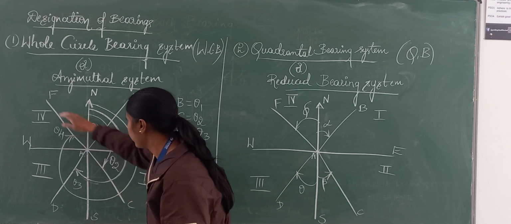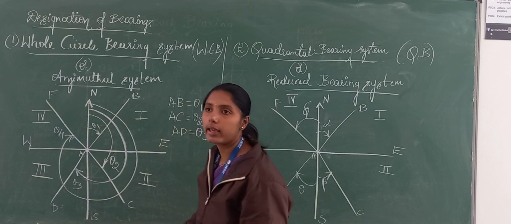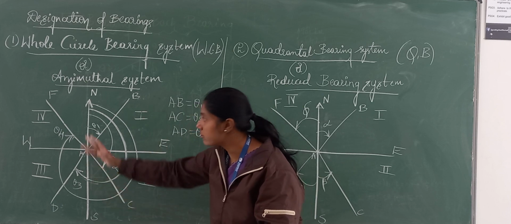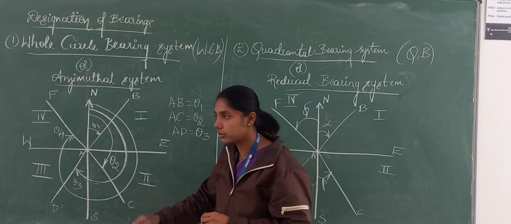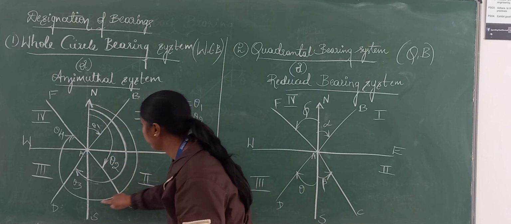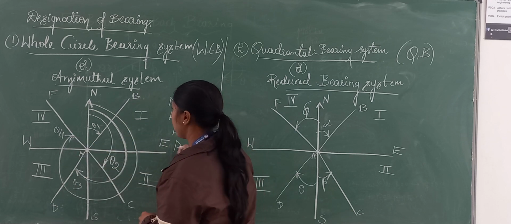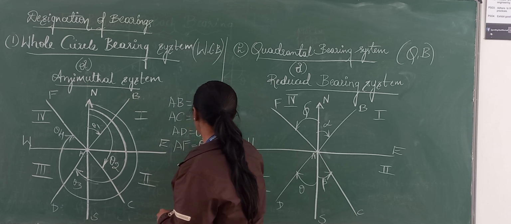Coming to the last line AF, with respect to the line AF also, we measure the bearing from the magnetic north towards that line AF in the clockwise direction. That is theta 4.